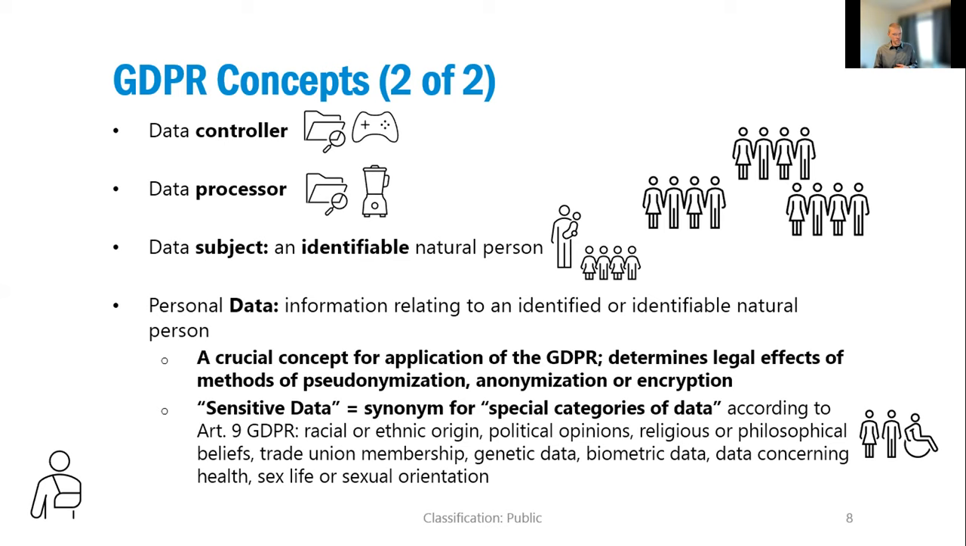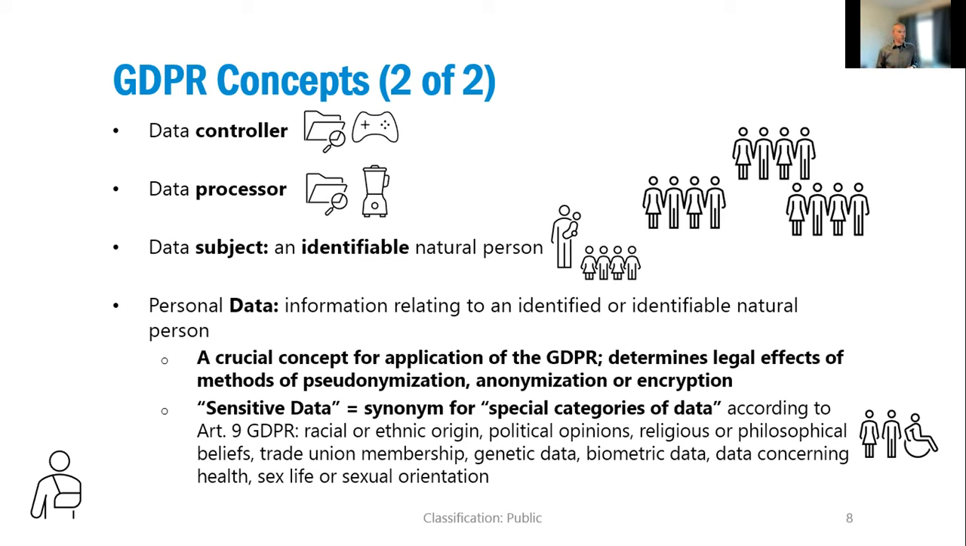And that's a very crucial concept, because the legal effects of pseudonymization or anonymization or even encryption techniques, which have slightly different focuses, are actually determined by whether the data treated by one of these methods is personal data and can be related to a natural person. And then there are the special categories of data, which also include, for example, health data, where the hurdle for the data being allowed to be processed is set a little bit higher.